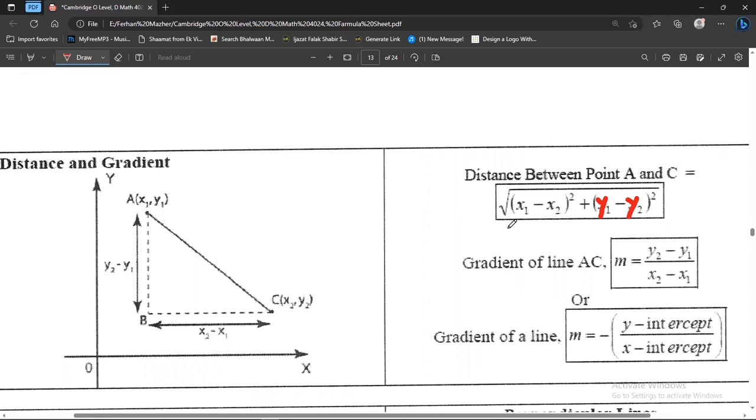And the gradient of the line joining the two points, you can find it, and the formula is y2 minus y1 divided by x2 minus x1. And the gradient of the line can also be the negative of the y-intercept divided by the x-intercept.